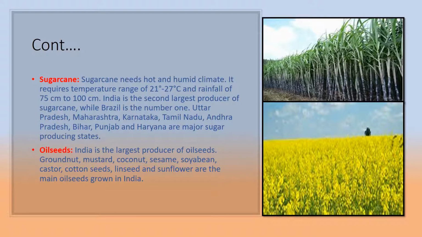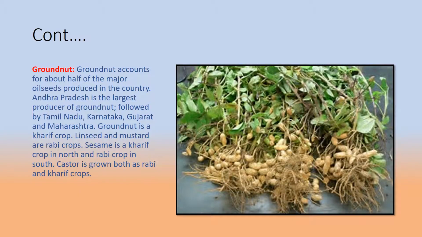Oilseeds. India is the largest producer of oilseeds. Groundnut, mustard, coconut, sesame, soybean, castor, cotton seeds, linseed and sunflower are the main oilseeds grown in India. Groundnut accounts for about half of the major oilseeds produced in the country. Andhra Pradesh is the largest producer of groundnut, followed by Tamil Nadu, Karnataka, Gujarat, and Maharashtra.